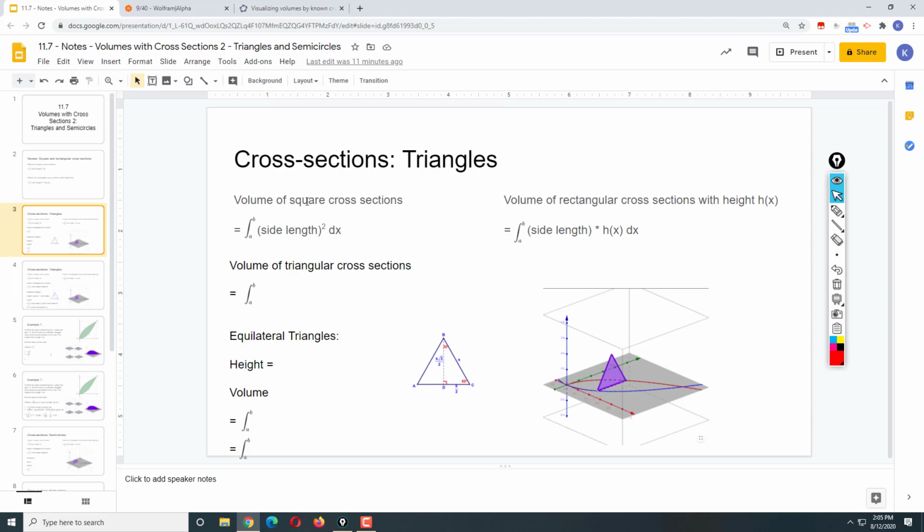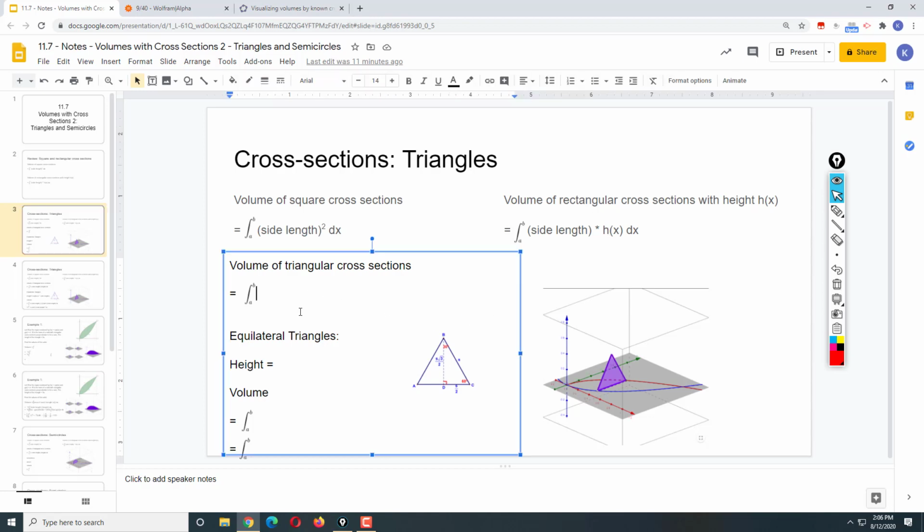Well, we know that with squares, it's side length squared. With rectangles, it's side length times the height. While with triangles, the area of a triangle is 1/2 times base times height. So the volume of the triangular cross-sections is going to be 1/2 times the base, which is our side length, times our height, dx.